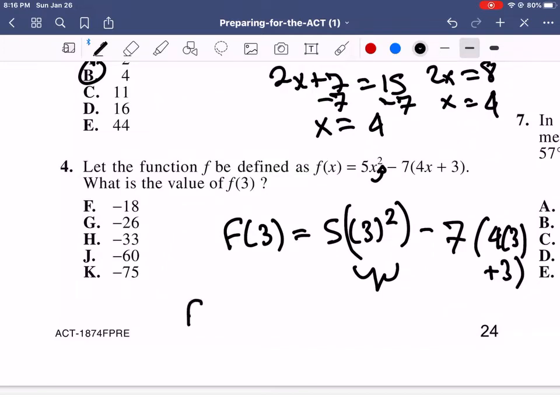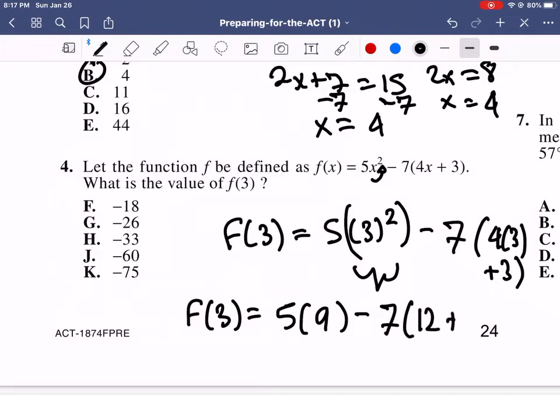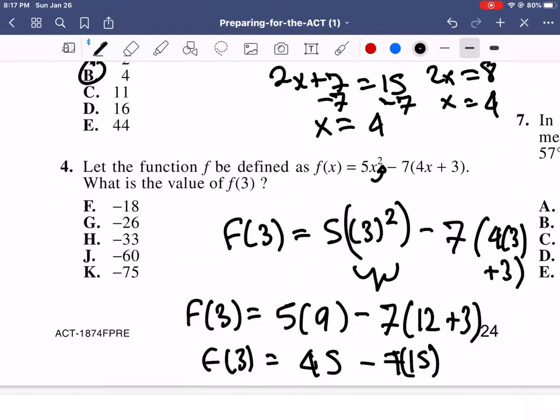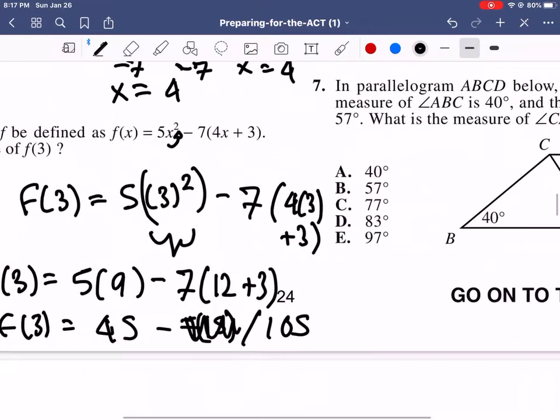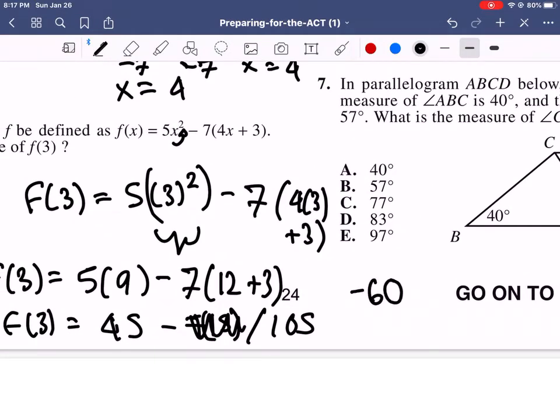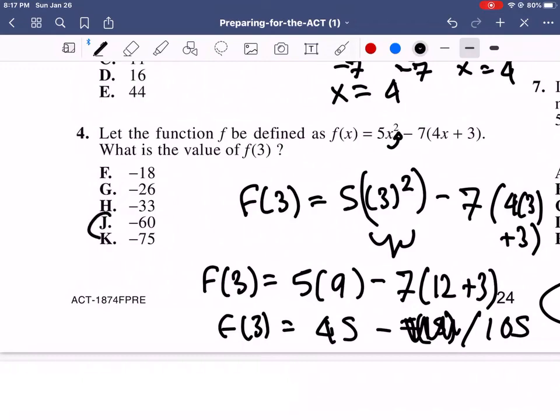So what you do now is just simplify and solve. 5 times 9, 3 times 3 is 9, minus 7 times, 4 times 3 is 12, plus 3, so 7 times 15. So 45 minus 105, which is negative 60. The answer is J.